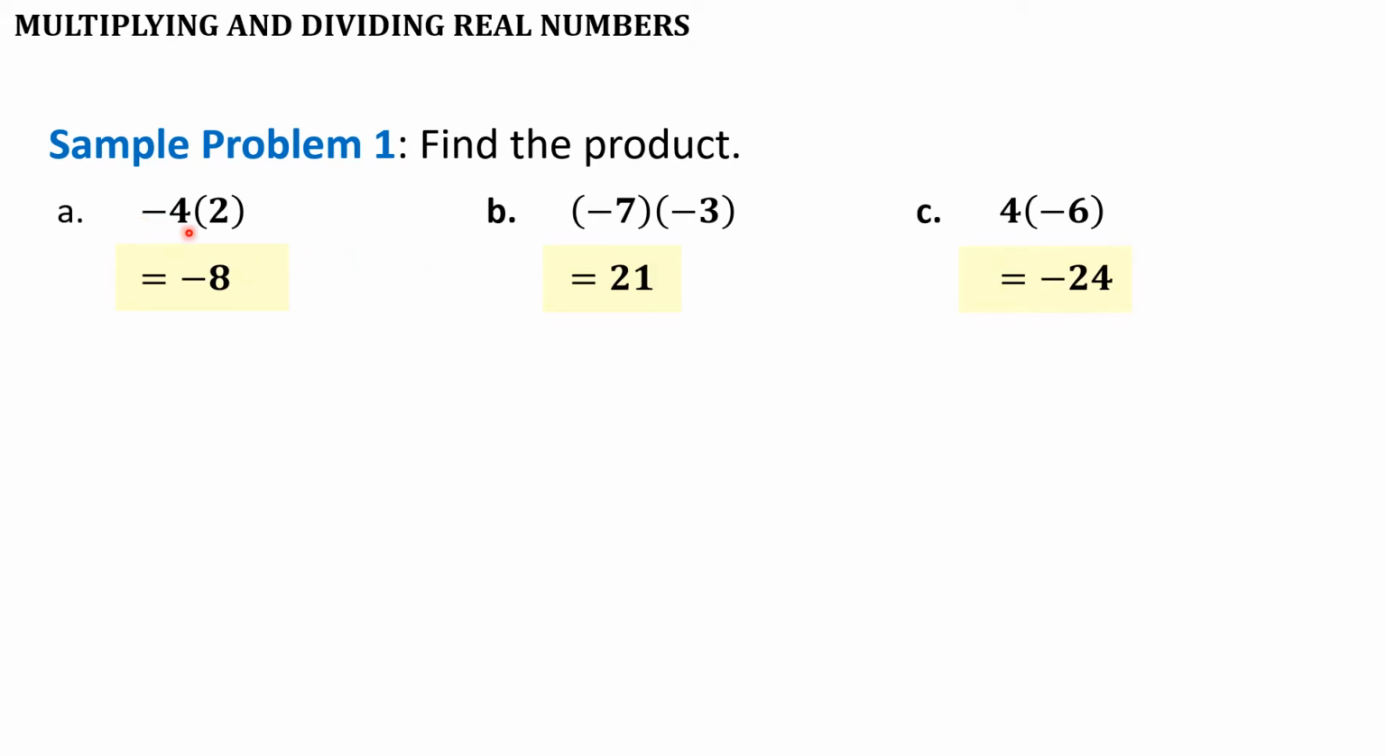All we did here was multiply 4 times 2. It's 8, and because we have a negative number and a positive number, my answer is going to be a negative number. In B, we multiplied 7 times 3, that was 21. Because I have a negative number and a negative number, my product is going to be a positive number. If I have a positive number and a negative number, all I did was multiply 4 times 6, that is 24. Because I have a positive and a negative number, my product is going to be a negative number.